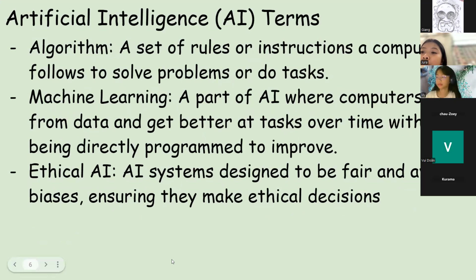Firstly is the algorithm, which is a set of rules or instructions a computer follows to solve problems or do tasks. Mainly artificial intelligence will have some rules or instructions so that they can solve problems. Also machine learning, which is where the computer learns from data and gets better over time without being directly programmed to improve. Also, ethical AI. AI systems are designed to be fair and avoid biases. It will ensure that they make ethical decisions.